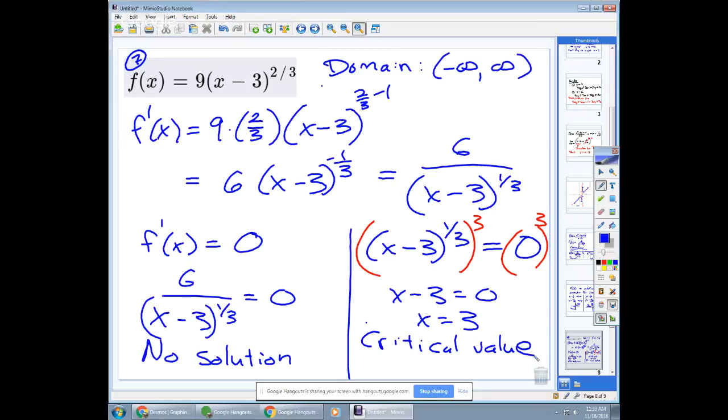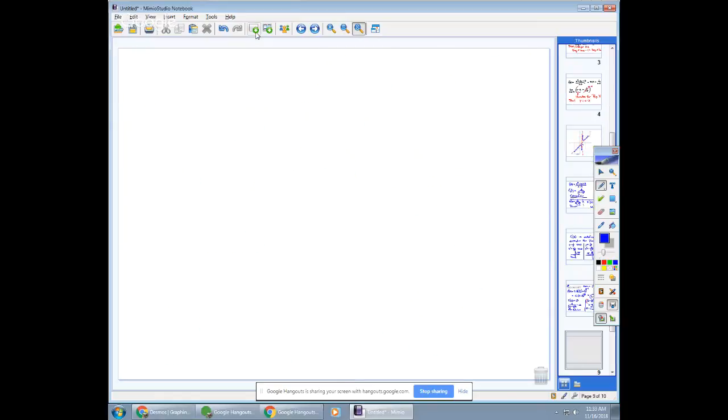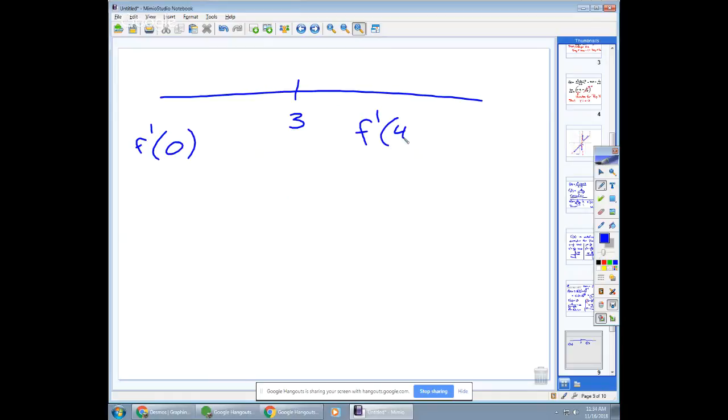Let's take a look at what's happening there. So, on the number line, 3 is a critical number. I need to consider what f prime is doing on each side of 3. So I need to pick a number to the left of 3, like 0, or 2 works too. I'm going to pick 0. A number on the other side, go with 4.